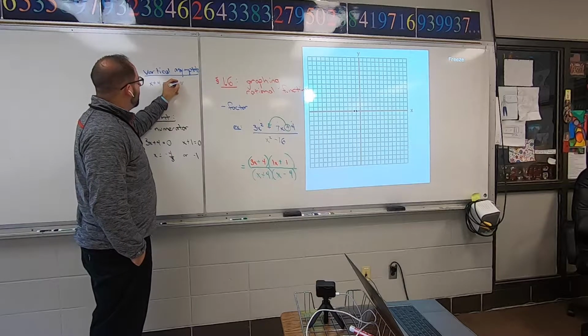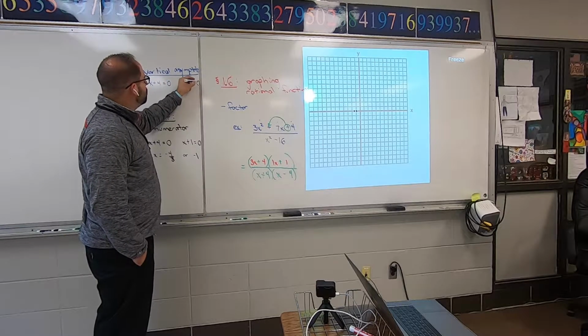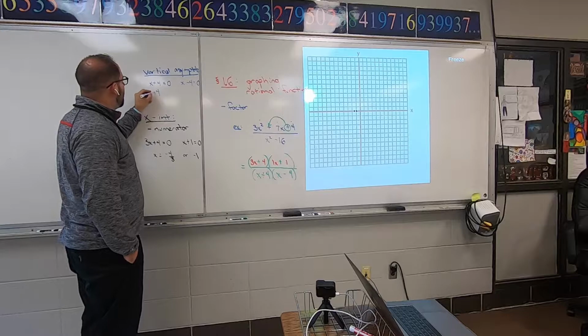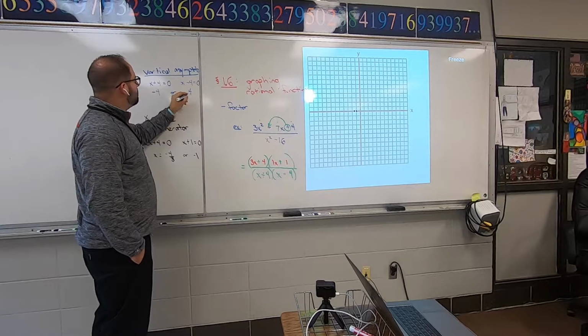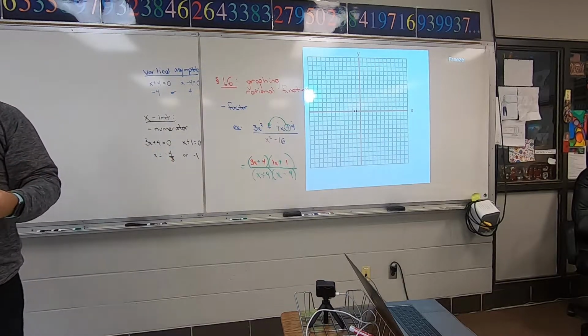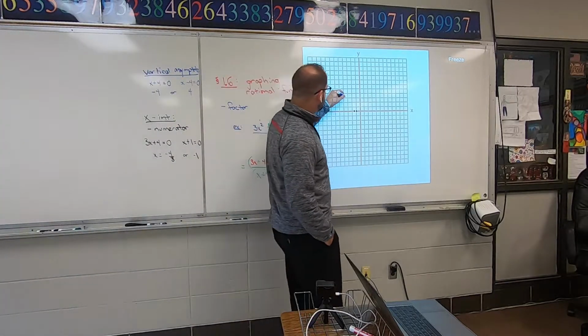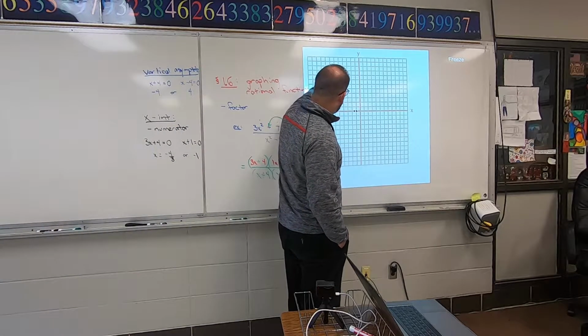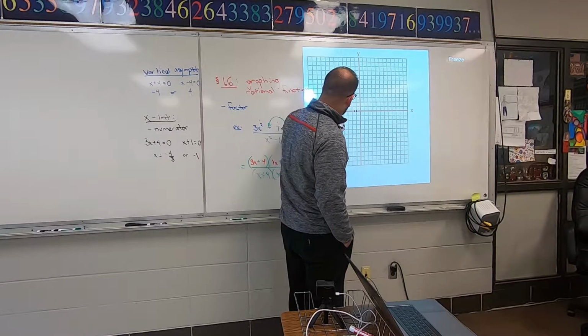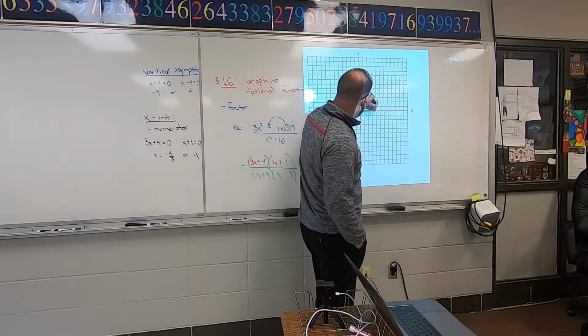So you're absolutely right. There would be 2 asymptotes, a 4 and a negative 4. Those would make the denominators 0. So in those 2 locations, there'd be a vertical asymptote at negative 4, and there will be a vertical asymptote at positive 4.